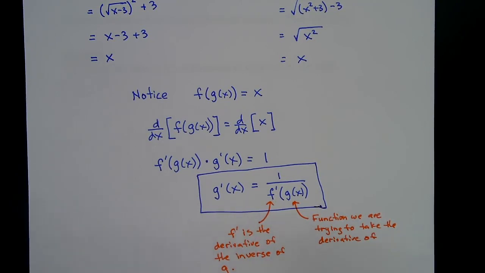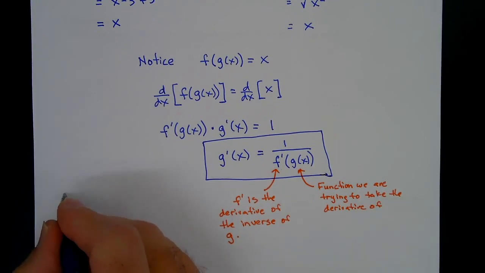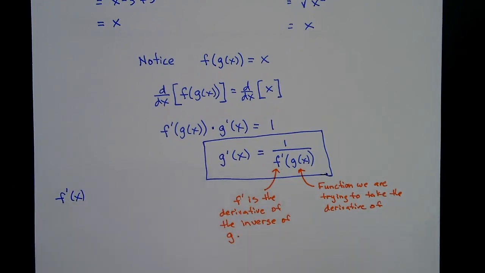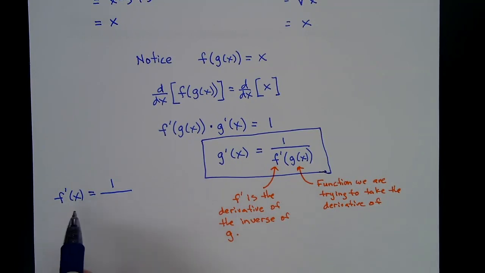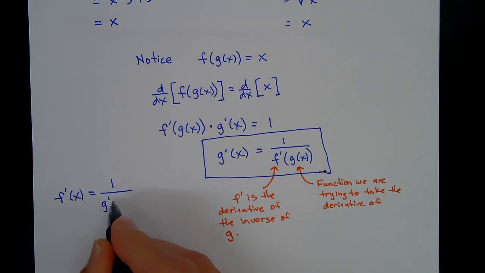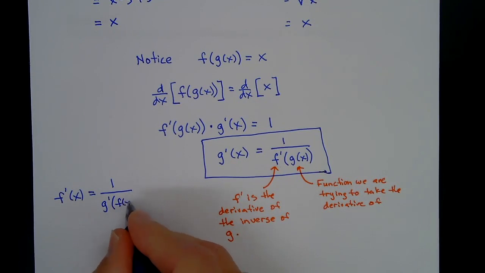So I don't want you to get hung up on the F's and G's, and F primes and G primes and all that, because I want you to understand the relationship here. And that is if we have F prime of x, and still F and G are inverses of each other, this would equal 1 over the derivative of the inverse of F, which would be G. So that'd be G prime of the function we are trying to take the derivative of, which would be f of x. And that's what I'm trying to say here, okay?